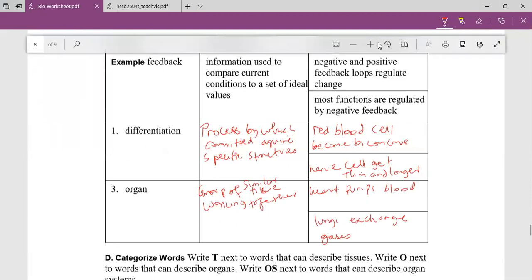What is that, biconcave? Yes, become biconcave in shape. So this is differentiation.